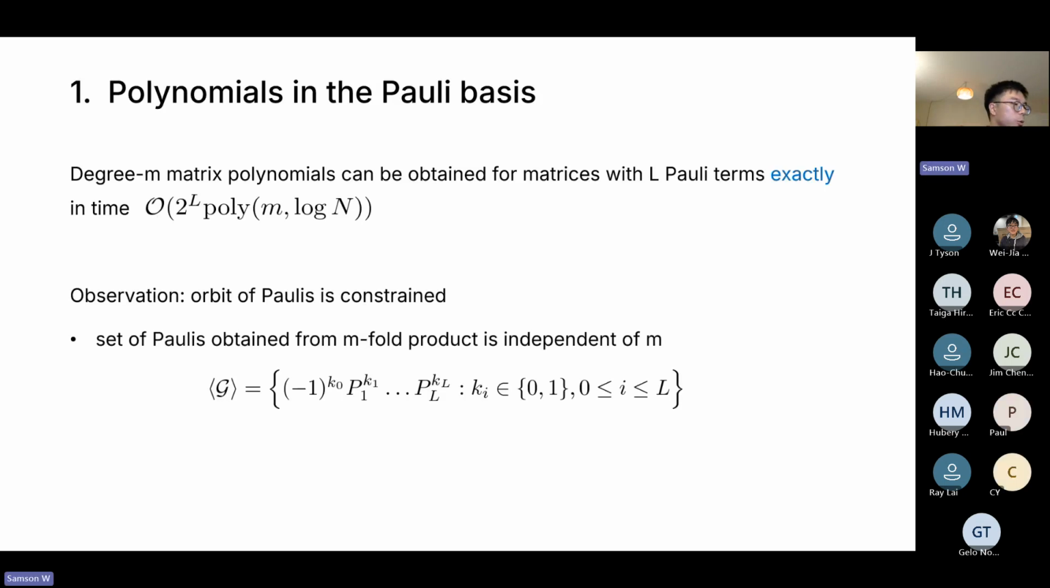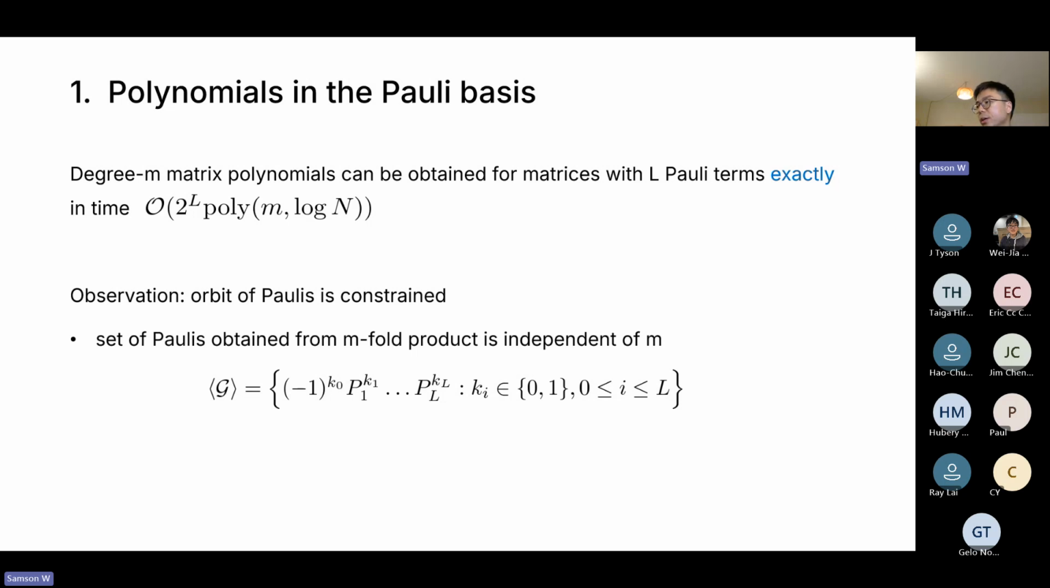The first, which is what we use to show our results related to exploiting Pauli structure, is the following. We have a polynomial eigenvalue transform for matrices specified in the Pauli basis, when the matrix is especially sparse in the Pauli basis. The result is that if I have a degree m matrix polynomial, then I can return this degree m matrix polynomial in time polynomial in m, but exponential in the number of Pauli terms. So if the number of Pauli terms is very small, then this is an efficient algorithm, and moreover, it's actually exact.